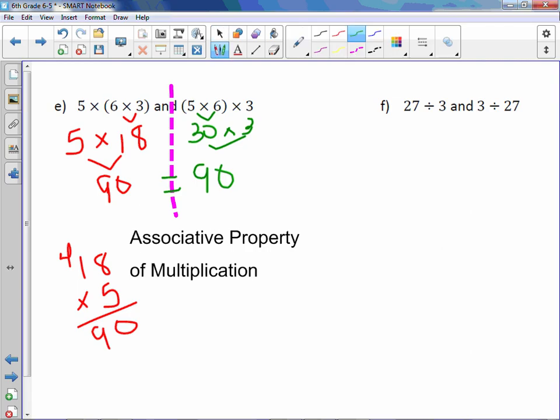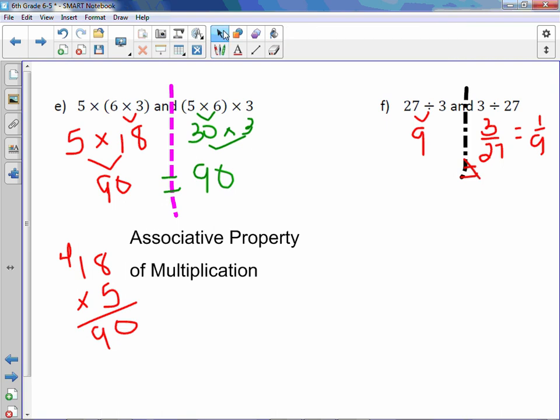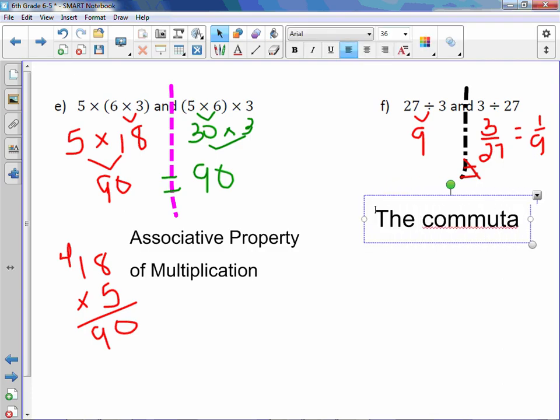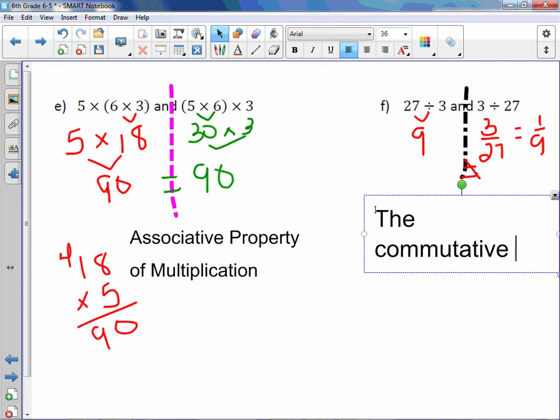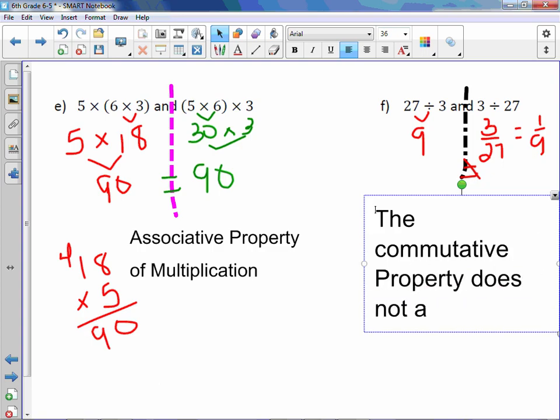Letter F. 27 divided by 3 is 9, and 3 divided by 27 is 3 over 27, which reduces to 1/9, and these are not equal. It looks like they're trying to show the commutative property because the order changes. So again, here we have the commutative property. Does not apply to division.